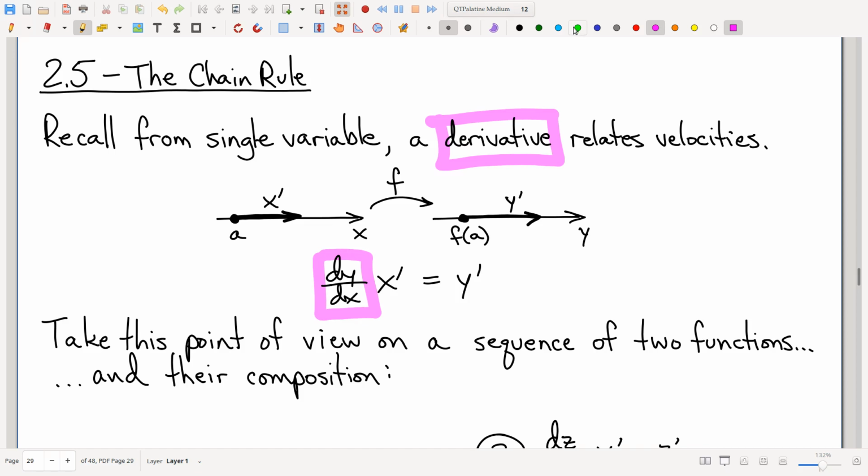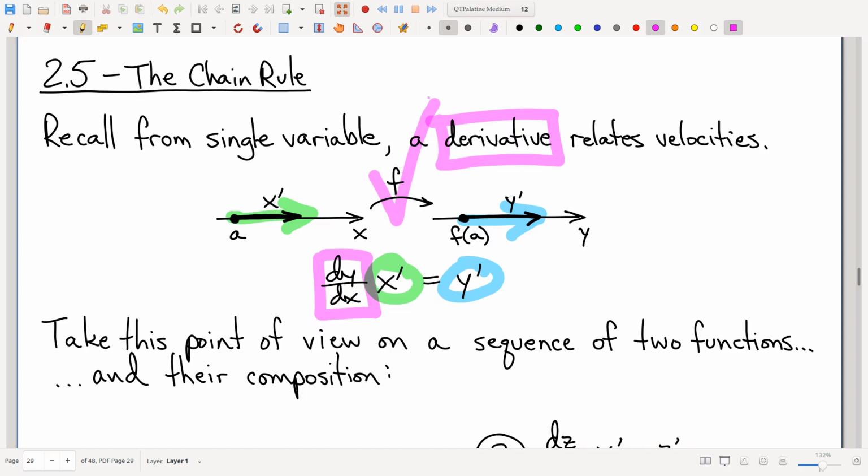I want to think of derivatives as something you multiply by input velocities to get output velocities. And you've heard me say that before, right? I hope this is a familiar point of view from single variable calculus. But if x is moving on the x-axis, and that's the input to some function f, then the output will be moving on the y-axis. There will be an input velocity, and a corresponding output velocity, again related by the derivative of that function.